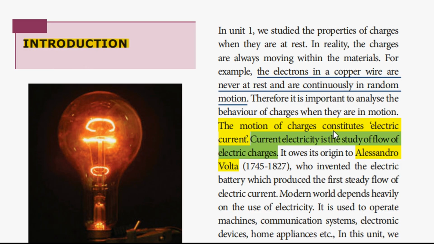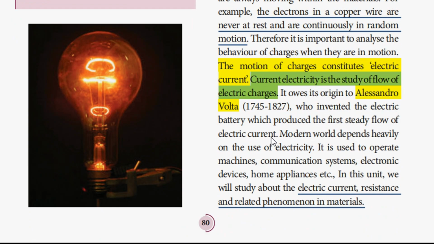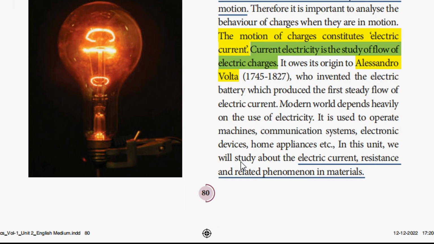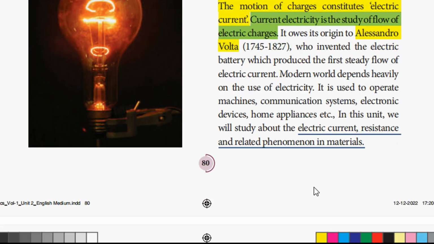The motion of charges constitutes an electric current. And what is current electricity? That is the study of electric charges in motion, and it owes its origin to Alessandro Volta, who invented the electric battery which produced the first steady flow of electric current. The modern world depends heavily on the use of electricity, and it is used to operate machines, communication systems, electronic devices, home appliances, etc. In this unit, we are going to study about the electric current, resistance, and related phenomena in materials.